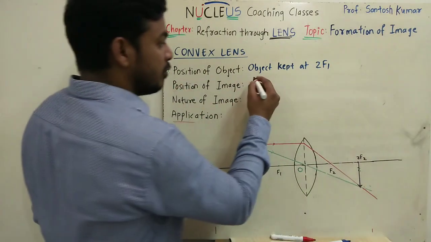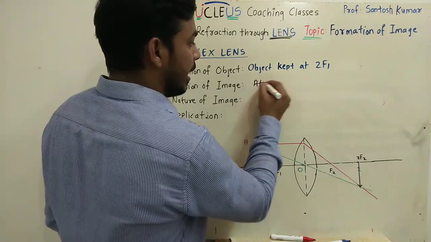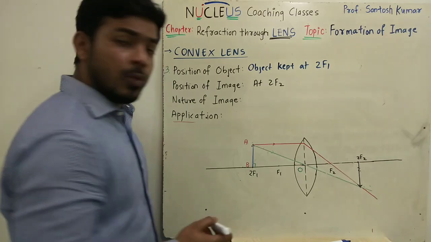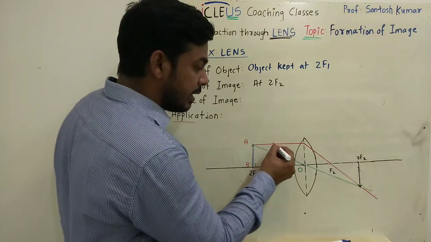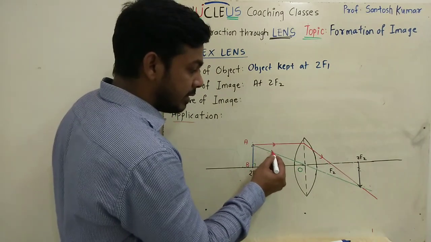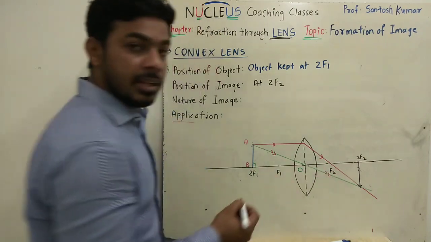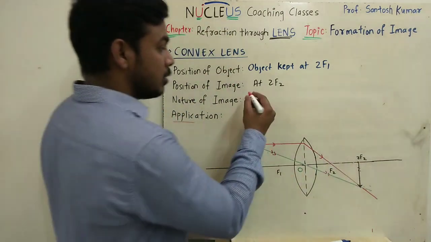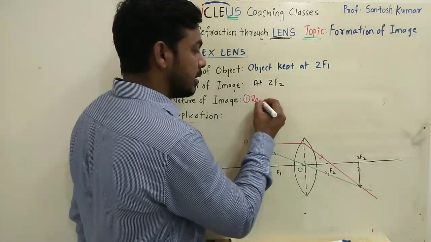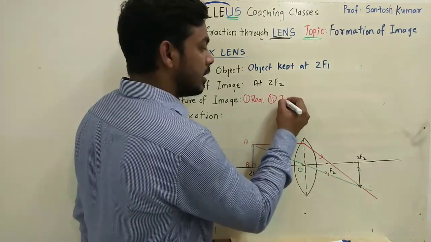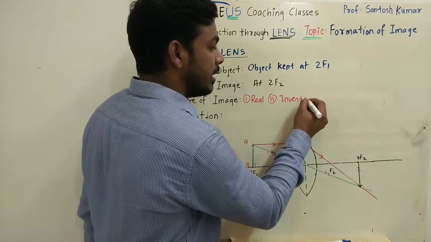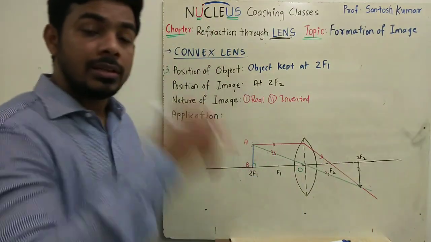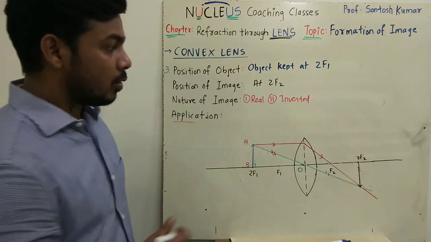So where is the position of the image? The image is formed at, come on tell me, 2f2. Is it formed due to actual intersection? So this is the incident ray, this is the refracted ray, this is the incident ray, and this is the refracted ray, and the rays are actually meeting at this point. So definitely the image formed is real, and a real image is always inverted. You can see it from the figure because the image has its arrow in the downward direction.